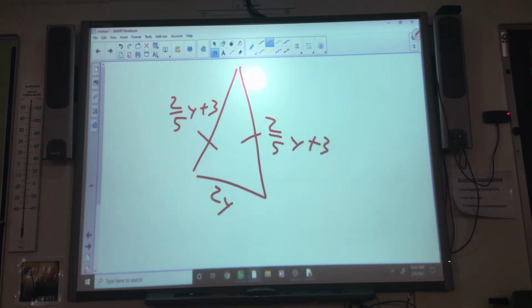Add a label. So it's 2 and 4/5 y plus 6 feet. Yeah, that's right. You got it.